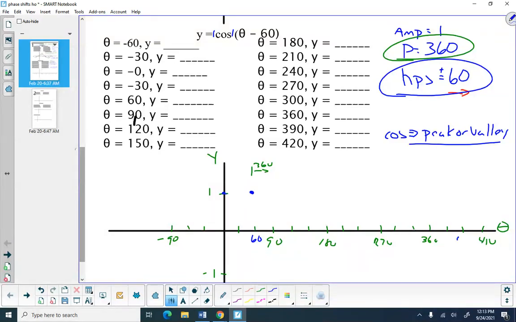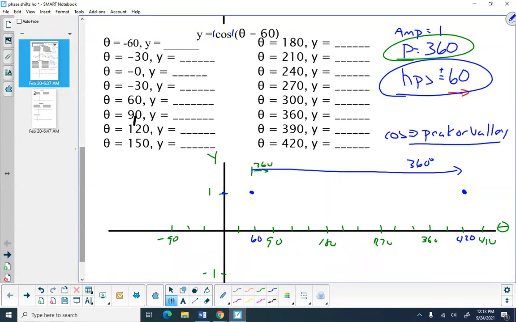That's exactly correct. It would be 420 degrees. At 420 degrees, I need to be at a peak again, because this takes us 360 degrees. So if I start at 60 and I go 360 degrees out, I'm at a peak. Between any two peaks is a valley.